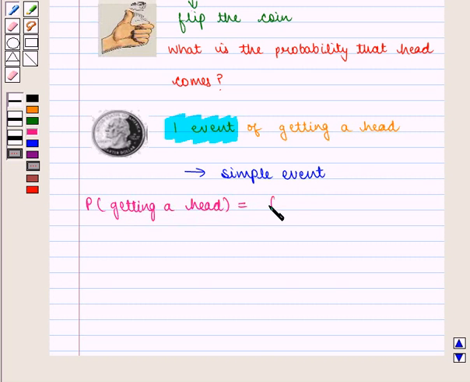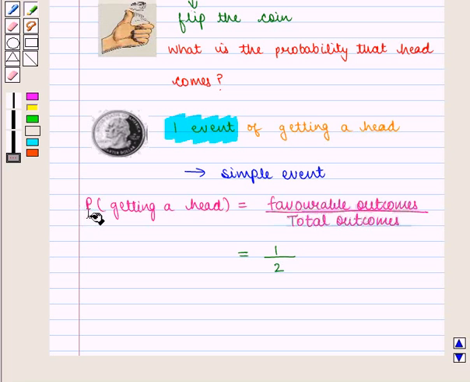is given by favorable outcomes upon total outcomes. We know that when we flip a coin, we'll either get a head or a tail. So, the number of favorable outcomes of getting a head will be equal to 1, and total outcomes are given by 2. So, we get the probability of getting a head as 1 upon 2.